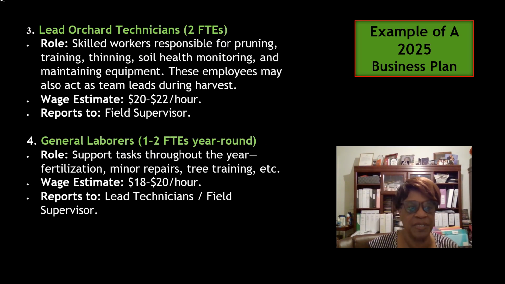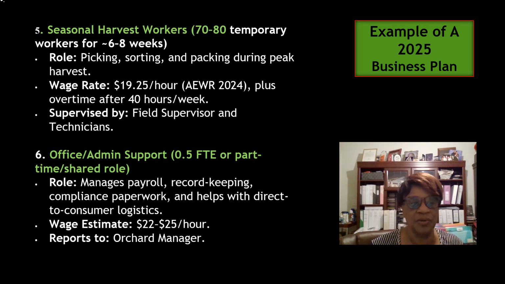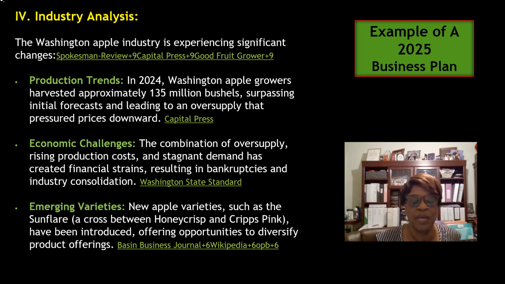Okay, number 3, your lead orchard technicians, your general laborers. You go right down the list from management all the way to administrative. As you can see, you have your seasonal harvest workers, your office administrative support, and each one goes over what their role is, what their wage rate is, and who they're supervised by. So you're giving your proposed investors a clear picture of how you're going to manage your crops and your apple orchard.